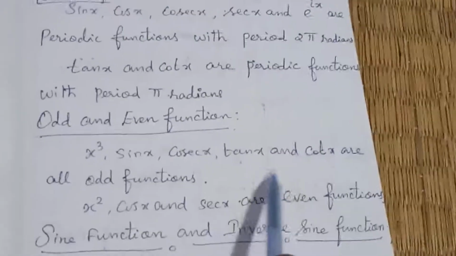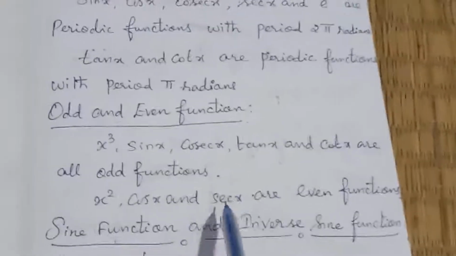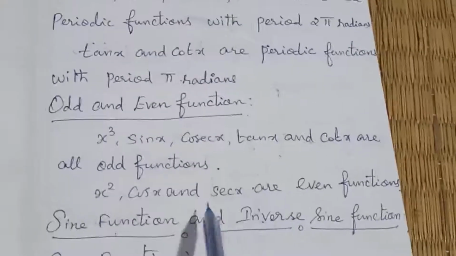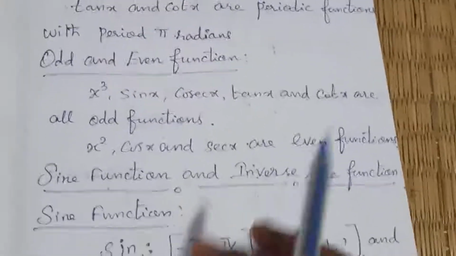Next, odd and even functions. See, x cube, sin x, cosecant x, tan x and cot x are odd functions. X square, cos x and secant x are even functions. It is enough to find this; it is only given in our textbook.